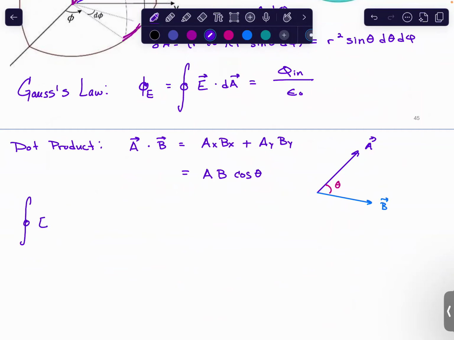So what we have, our surface integral of E dot dA, is going to be the surface integral of E dA cosine of theta, which is cosine of 0. So that becomes 1. And we're going to end up with our surface integral of E dA, which is a lot easier to solve than a dot product inside of an integral.